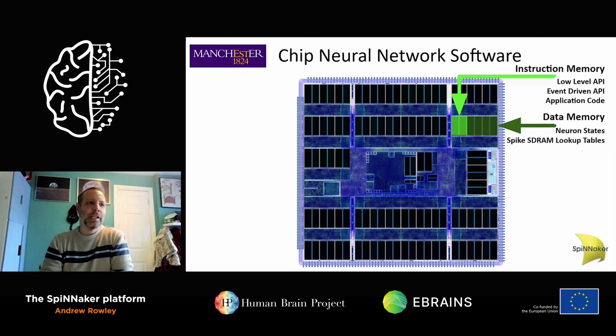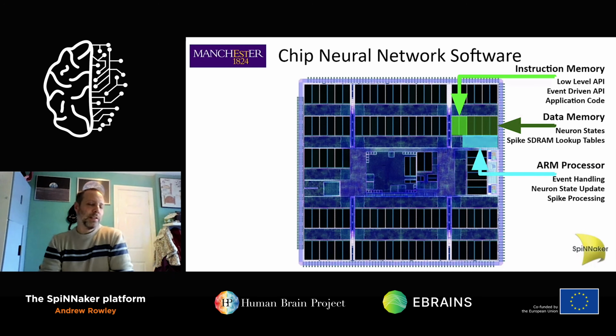The data memory is then used to store the neuron state during the execution. And it also stores what we call spike SDRAM lookup tables. So it doesn't store the actual synapses themselves, just a lookup table so we know where to find those synapses when we receive a spike. The ARM processor then handles events. So basically when something happens, I'll go into the details of the events later, the processor is woken up, does some work, and then goes back to sleep. This is things like neuron state updating and the processing of spikes themselves.